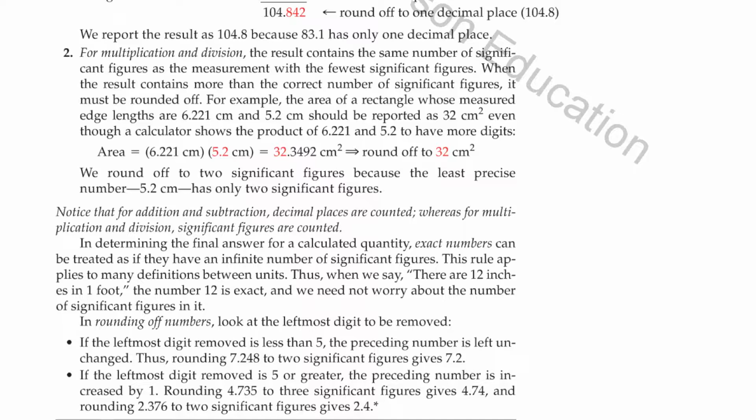In rounding off numbers, we look to the leftmost digit to be removed. If the leftmost digit removed is less than 5, the preceding number to the left is unchanged. Thus, rounding 7.248 to two significant digits gives 7.2. If the leftmost digit removed is 5 or greater, the preceding number is increased by 1. Rounding 4.735 to three significant digits gives 4.74. And rounding 2.376 to two significant digits gives 2.4.